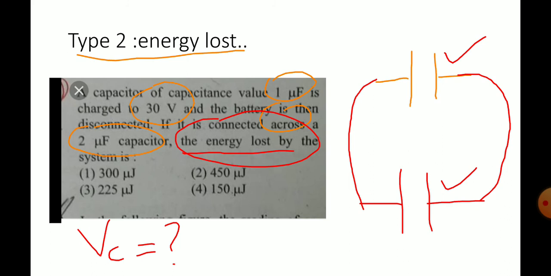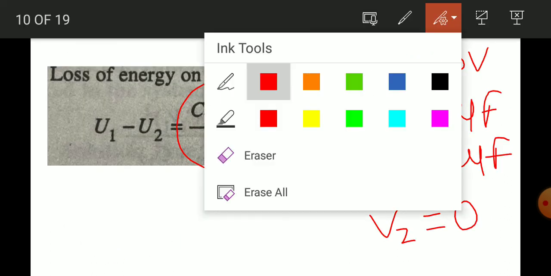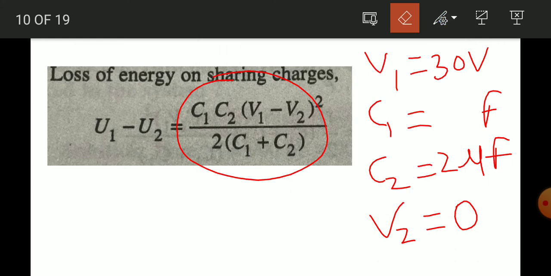1 microfarad charged up to 30 volt. Sorry, it was 1 microfarad. I wrote 3 by mistake, no problem. Okay, it was 1 microfarad. See, you have got all the values. You just need to put the values in the formula and get the answer. So I'll solve it.